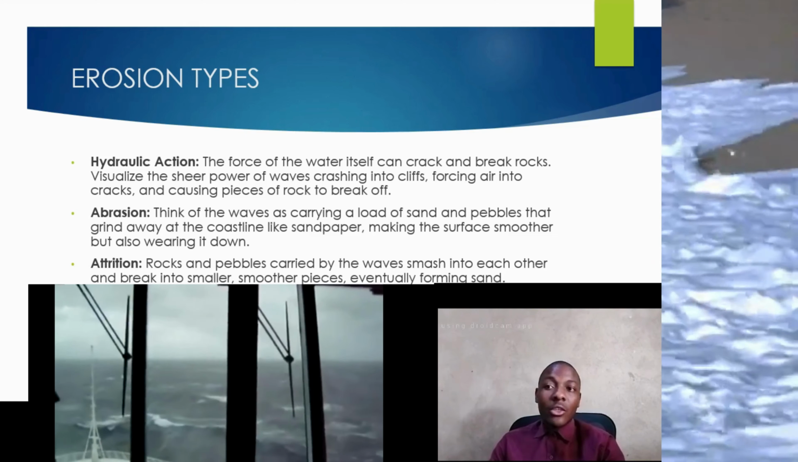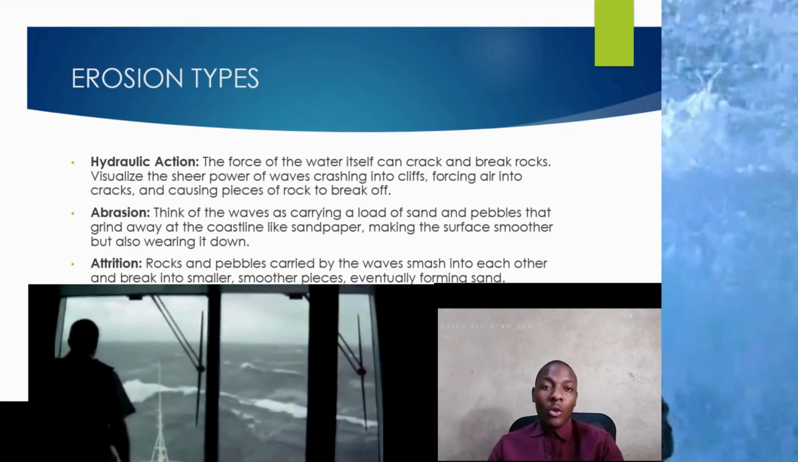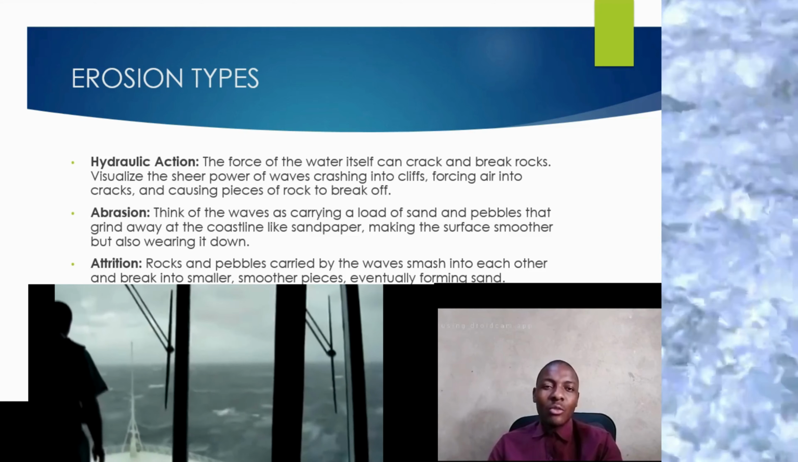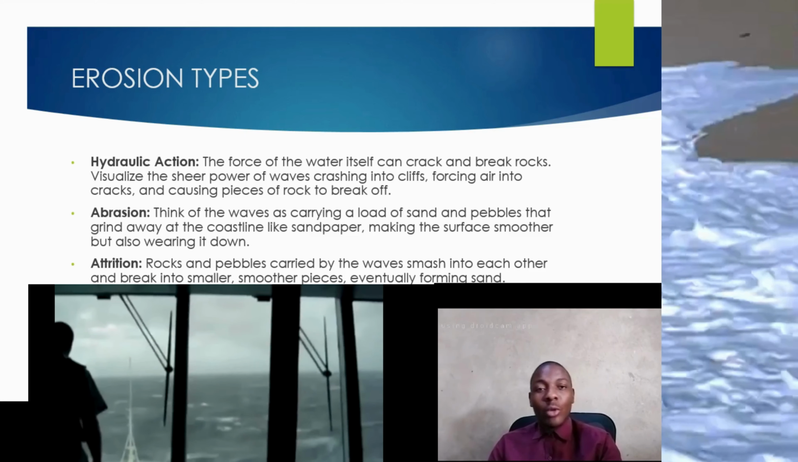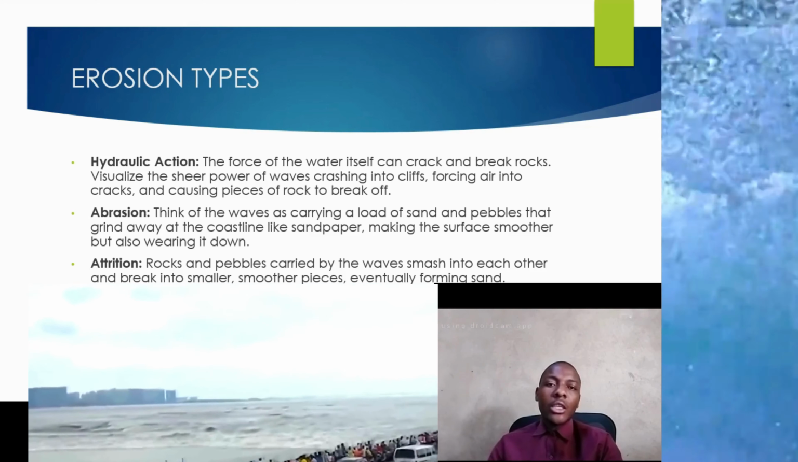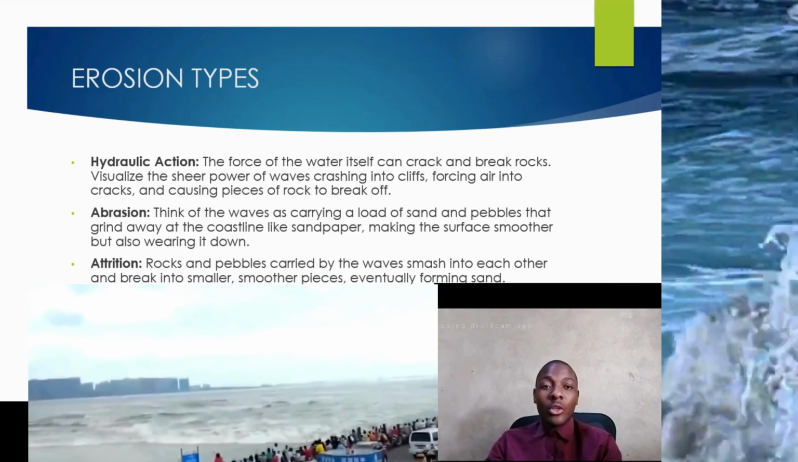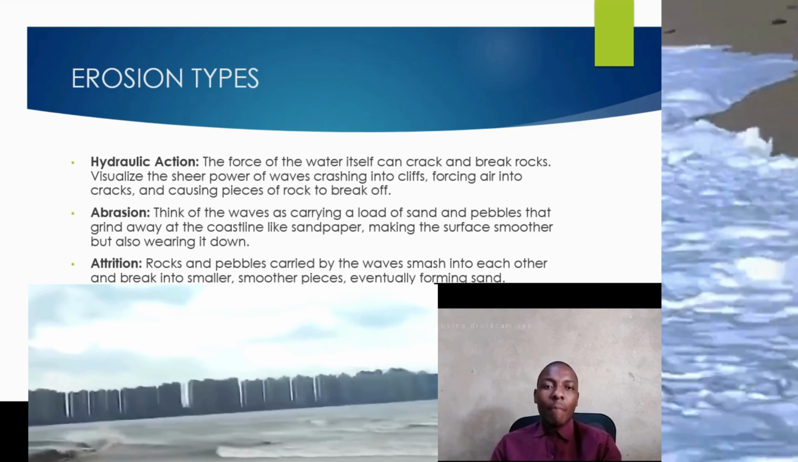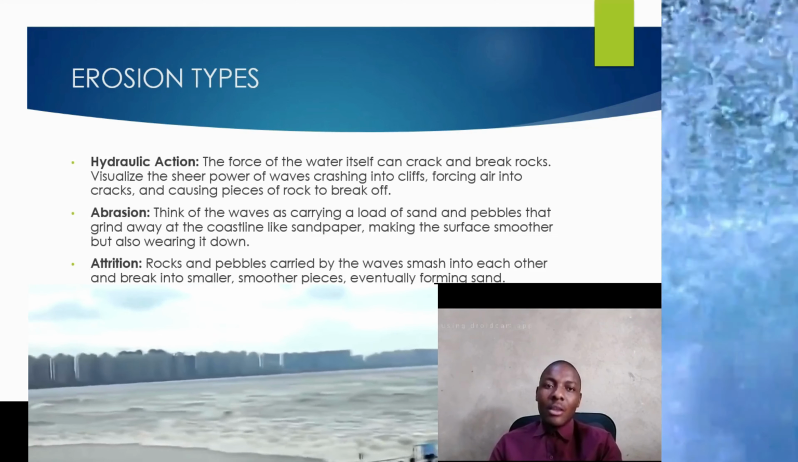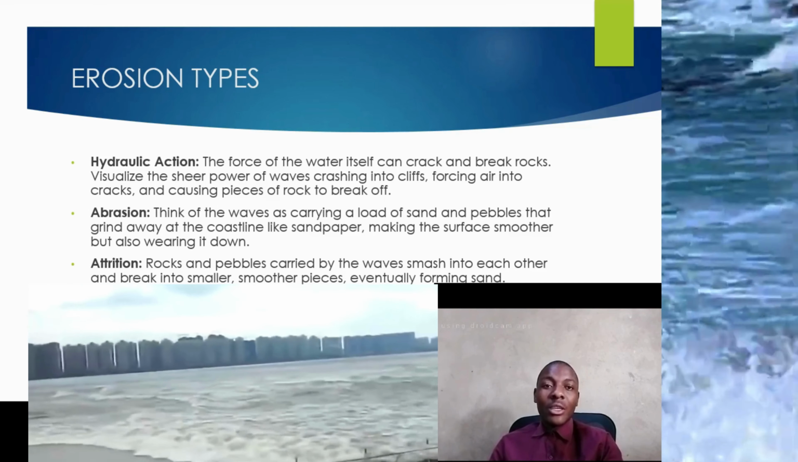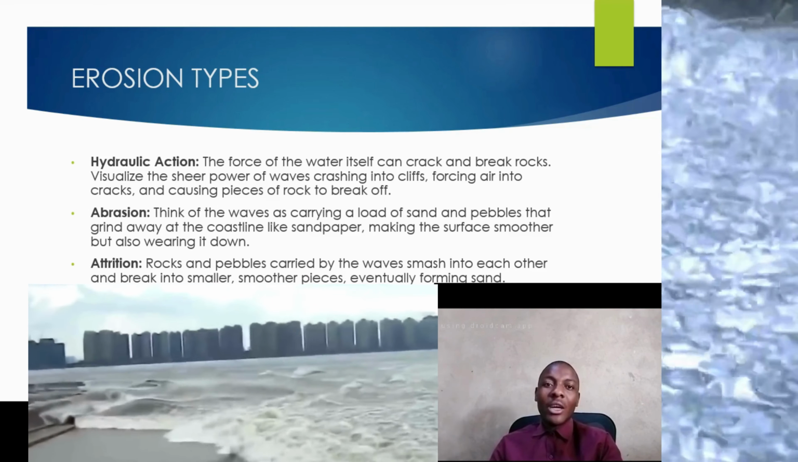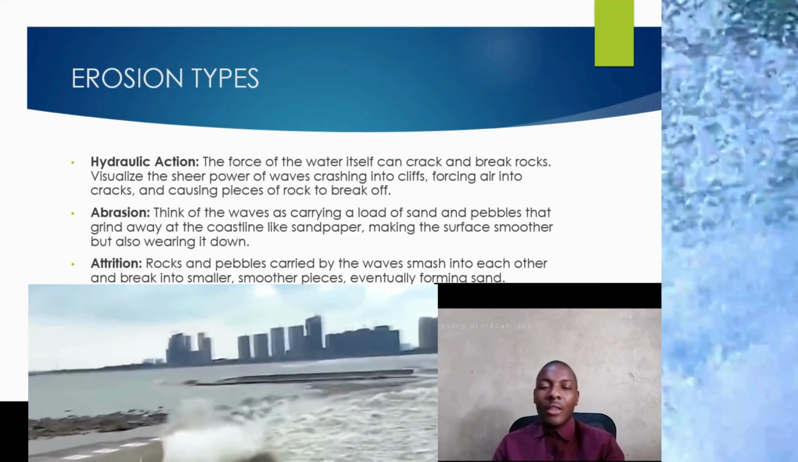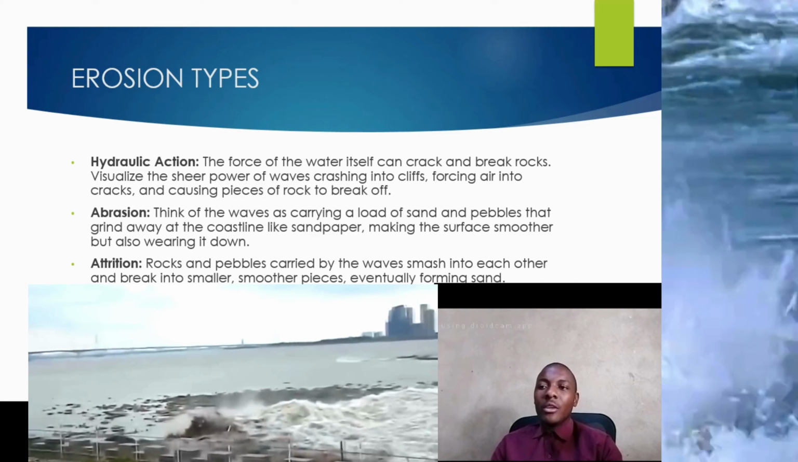Then the third one is attrition, where we are now looking at the rocks and the pebbles or whatever is being carried by the ocean, smashing into each other and breaking into smaller, smoother pieces, which eventually forms sand. So the difference between abrasion and attrition is that for abrasion, it is the load that is eroding the coastline. Then for attrition, it is the load smashing into each other. So the load is eroding each other, right? Whatever is being carried is smashing and crashing into each other, resulting in it breaking down into smaller pieces.